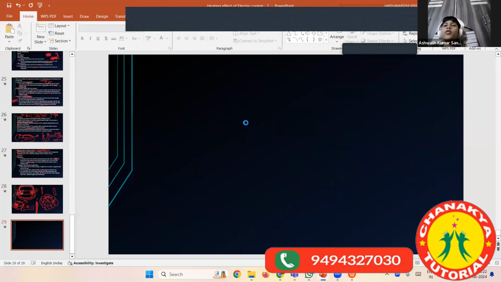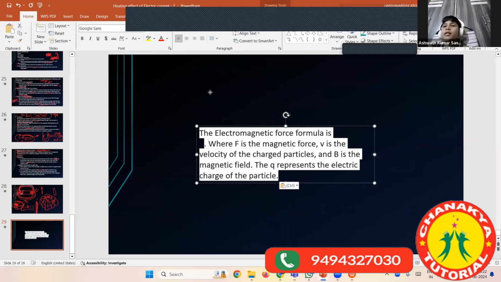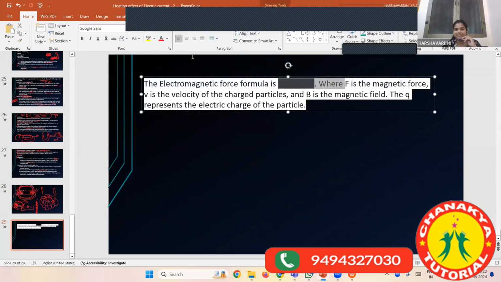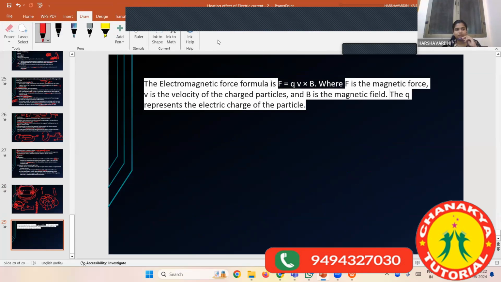Ma'am, now we will do this formula also. No, not required. Don't get scared. Just for your understanding I'm telling, because you should know the relation between electricity and magnetism, right? If you see here, there is a formula. You don't have to learn it now. This is an 11th standard formula. You will learn it only in 11th standard, okay?